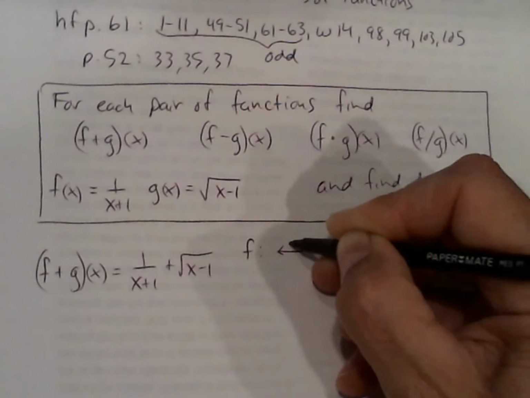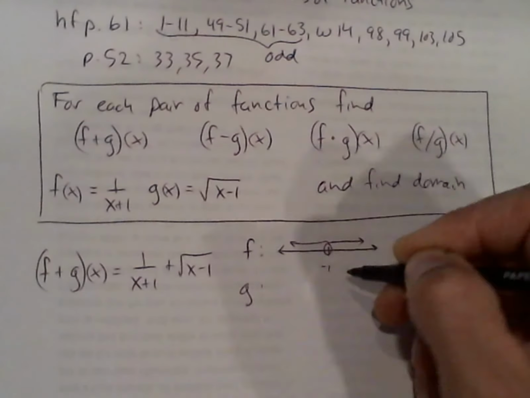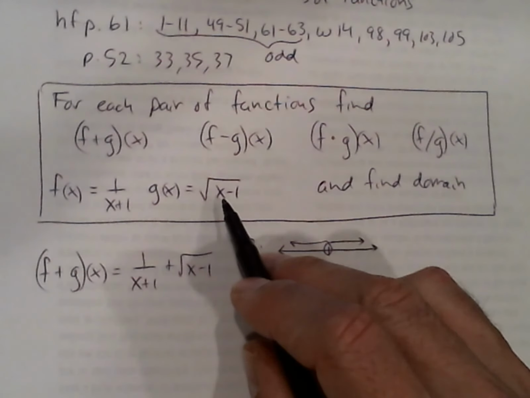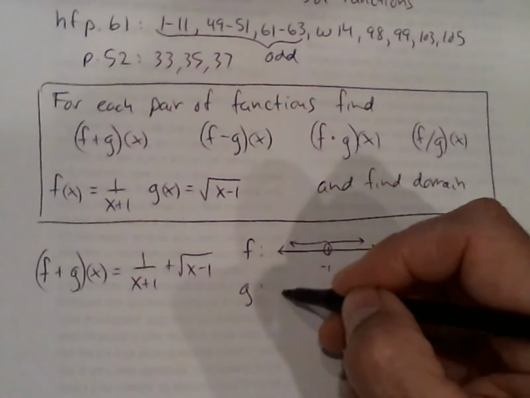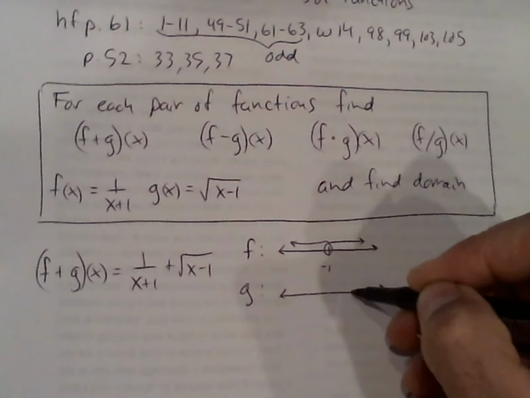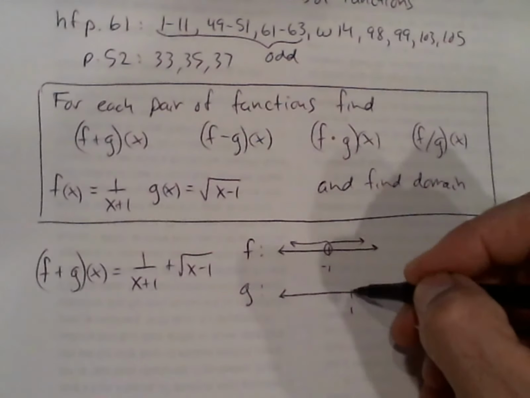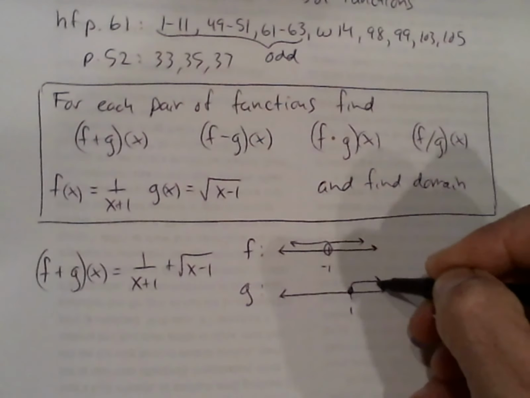So -1 is not in the domain. And g is a radical, so we need to have this be 0 or greater. That means we want everything from 1 to the right, 1 to infinity. It's okay to equal 1, so we use a closed circle. We're going to go like that.